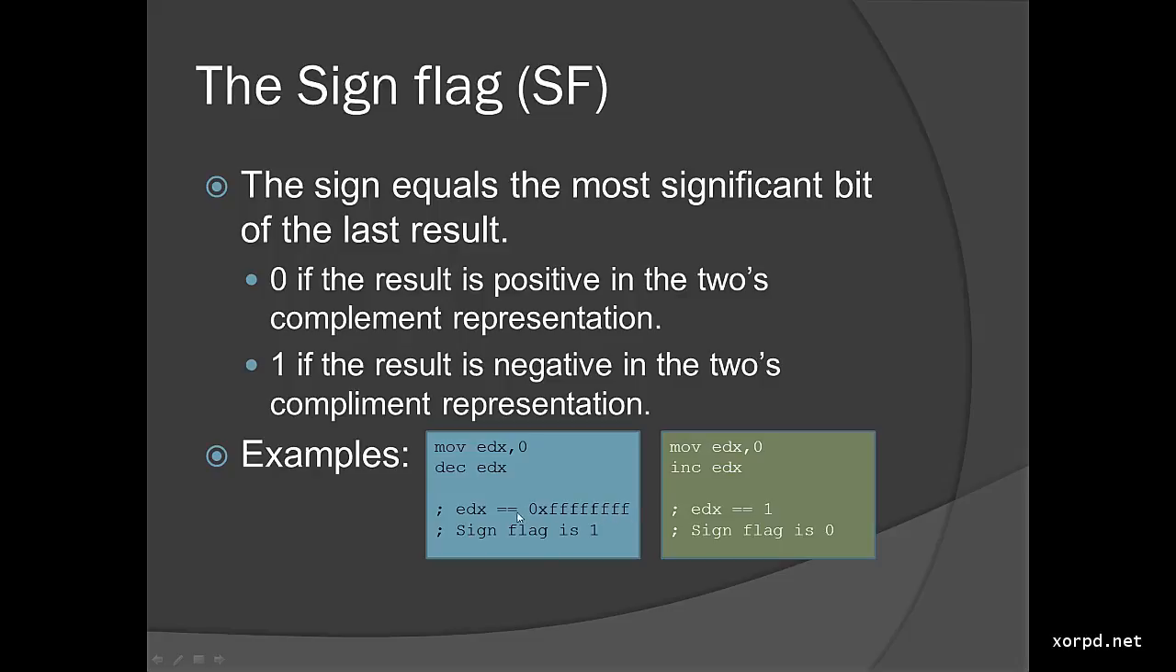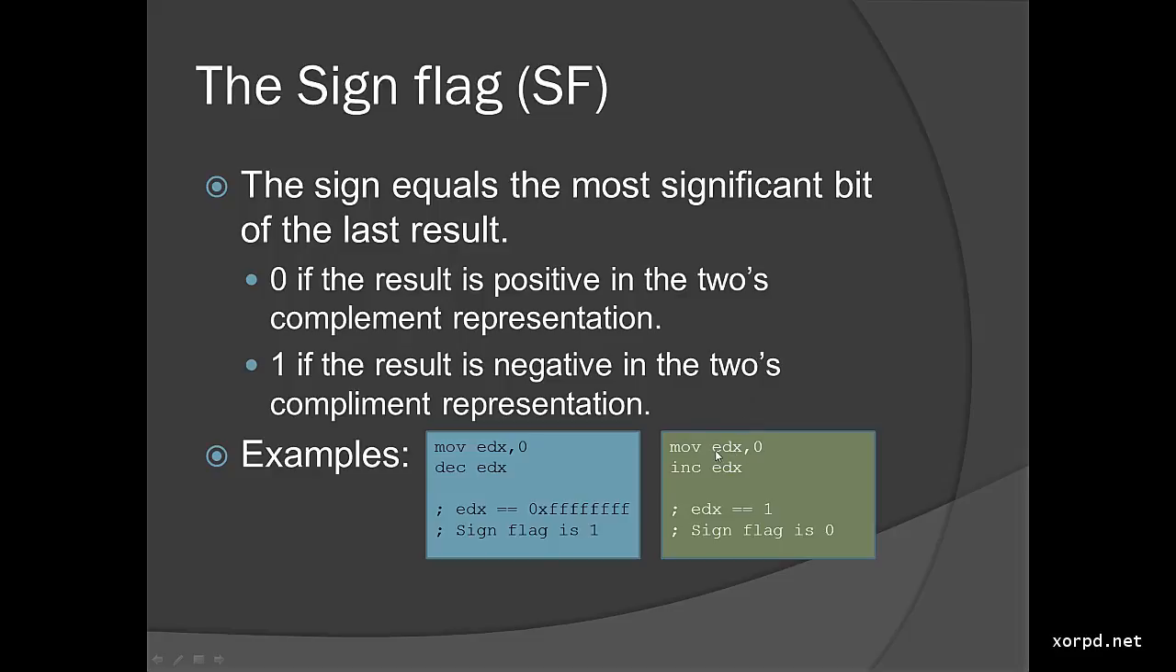And so the sign flag is going to be 1. Why is that? Because the most significant bit of this number of EDX is 1. The processor can see that the result has a most significant bit of 1 and it copies it to the sign flag. Now let's look at a different example.